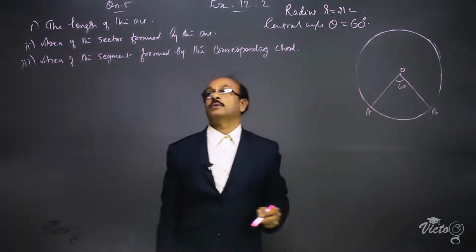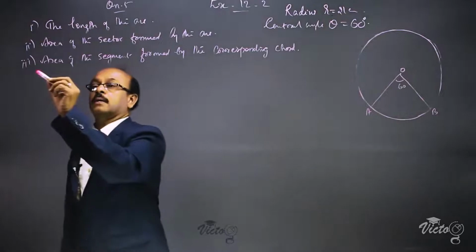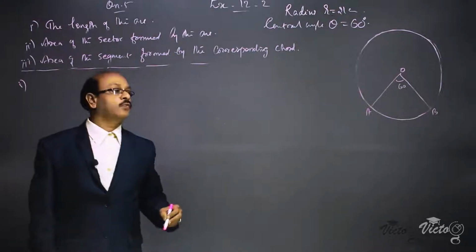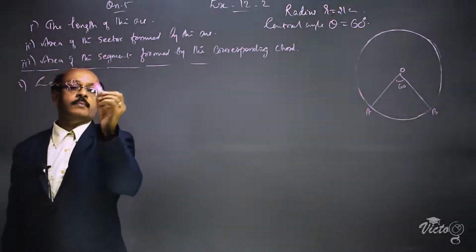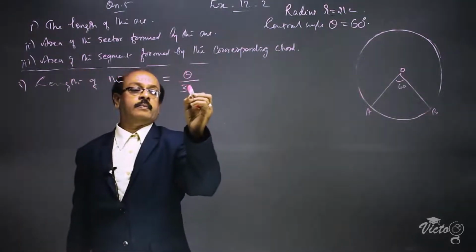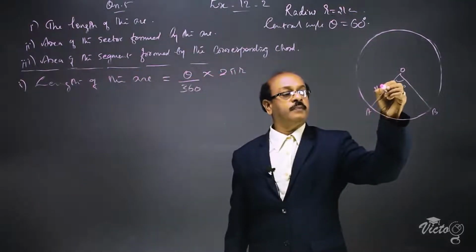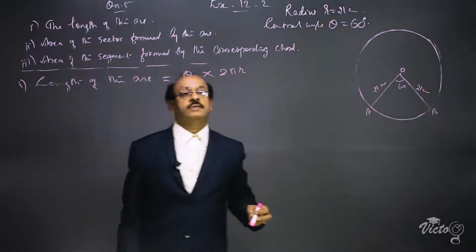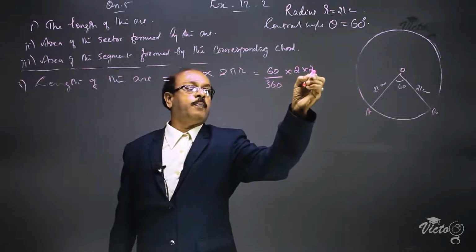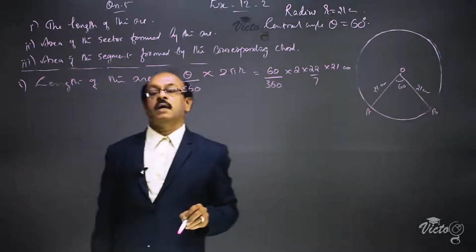First of all, we have to find the length of the arc AB, that is the first part. The formula is theta by 360 into 2 pi r. Radius is 21 centimeter. So giving the values, it is 60 by 360 into 2 into pi, 22 by 7, into radius 21 centimeter is the length of the arc.